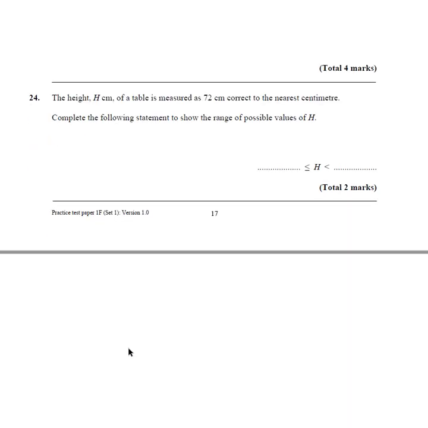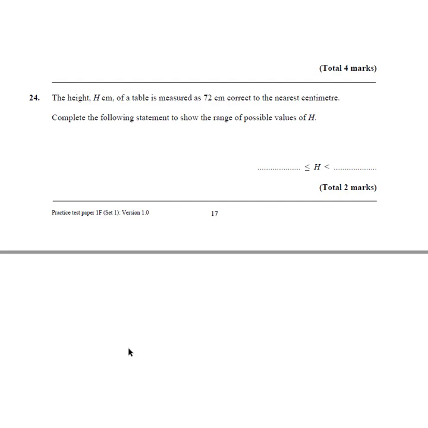Question 24. The height h centimetres of a table is measured as 72 correct to the nearest centimetre. Complete the following statement to show the range of possible values of h. So that means that if you are rounding something to 72 to the nearest centimetre, then the next number you'd round it to would be 73. And the one before that would have been 71.